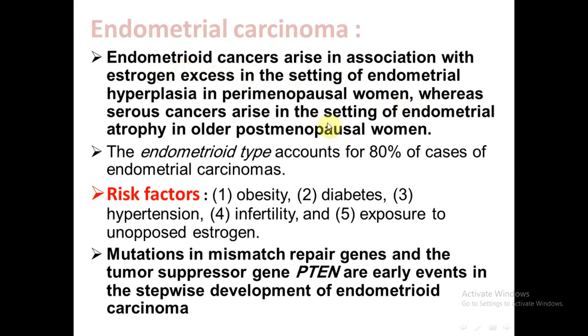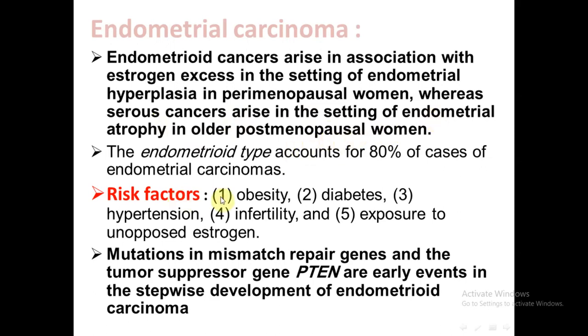It accounts for about 80% of cases, while we have another type that occurs in atrophic endometrium in postmenopausal women. The type is serous cancer, serous adenocarcinoma of the endometrium, which occurs, as we mentioned, in postmenopausal women in atrophic endometrium.